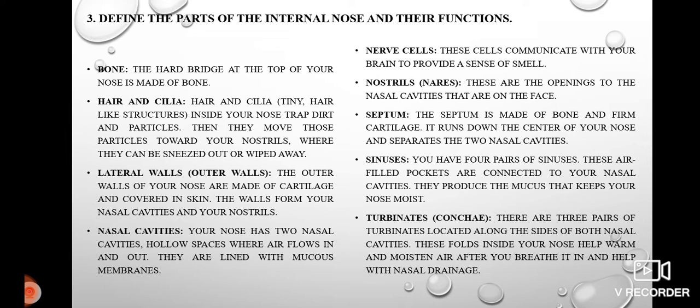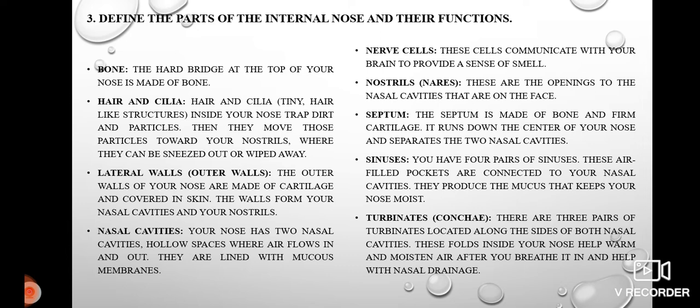So, first is the bone. The hard bridge at the top of your nose is made of bone. So, ibig sabihin, itong ilong natin, isa siyang bone. No? Syempre, itong ilong natin is meron siyang bone. Actually, ito siya parang tulay. Kumbaga, siya yung passageway, no?